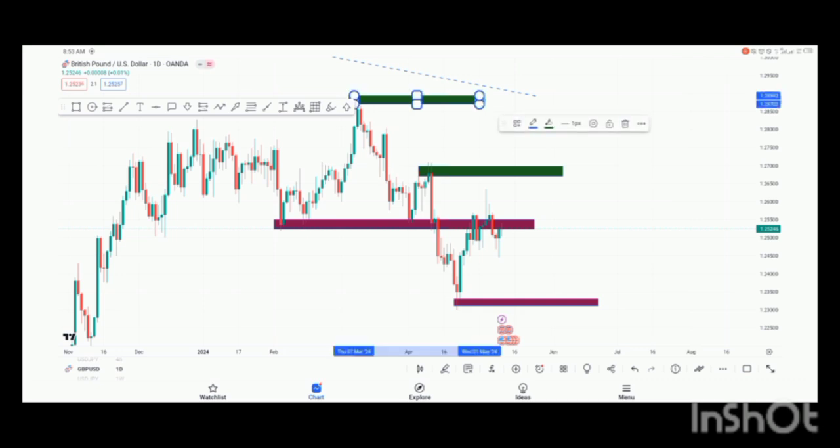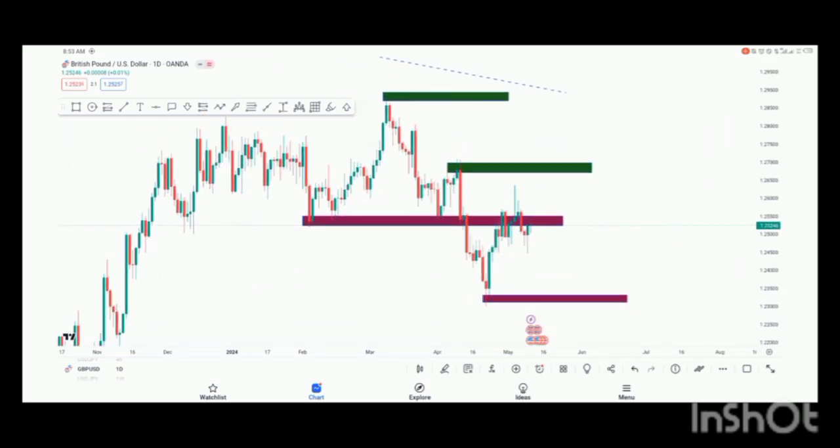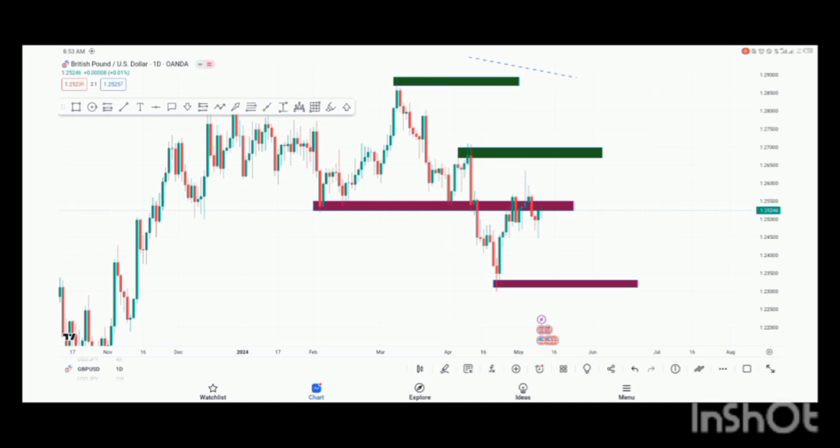This is one of the key zones. This is also a very key resistance zone. As you can see, this was a support zone which has turned into a resistance zone. This is also a support zone right here. So for next week on GBPUSD on a daily time frame, we'll be expecting price to move downward from its current position, which is this zone right here, to this support zone right here.